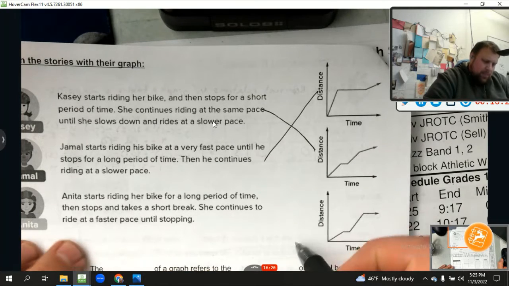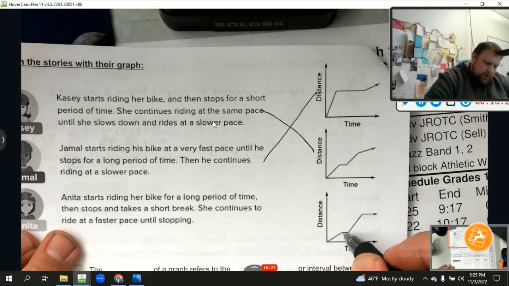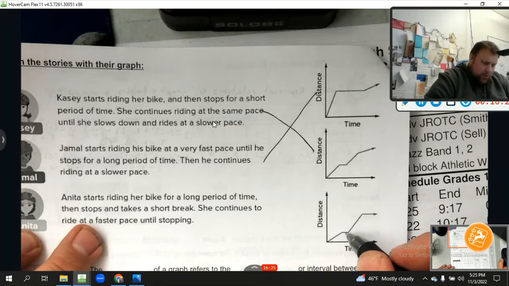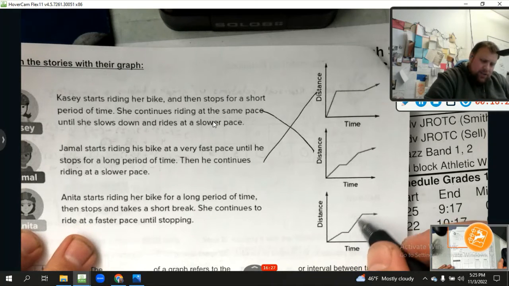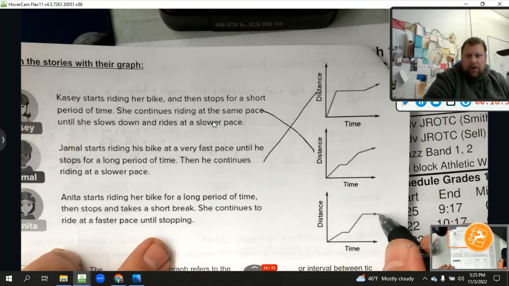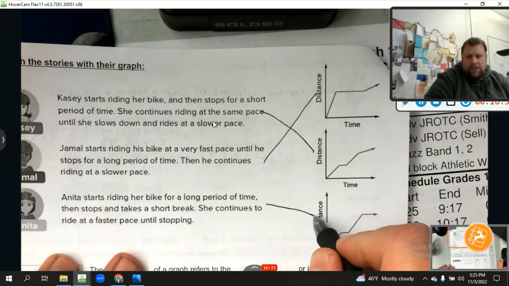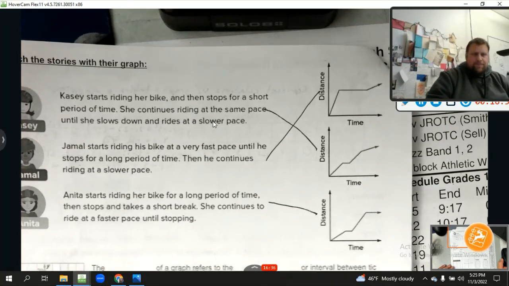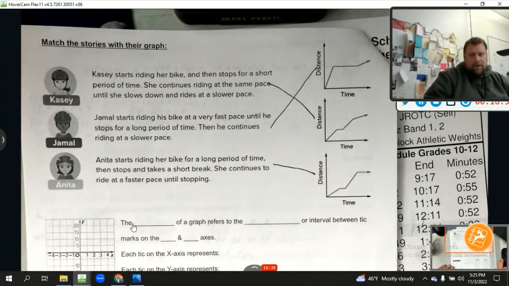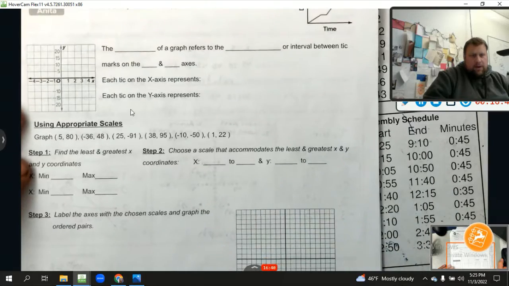Now I know this is Anita, but let's read it. Anita starts riding her bike for a long period of time, which we see is a pretty good period. Then she stops and takes a short break, and then she continues at a faster pace. See how it gets steeper? Until stopping. Maybe she made it home. There we go. We're matching the situation to the graph. Okay, let's go on down here.